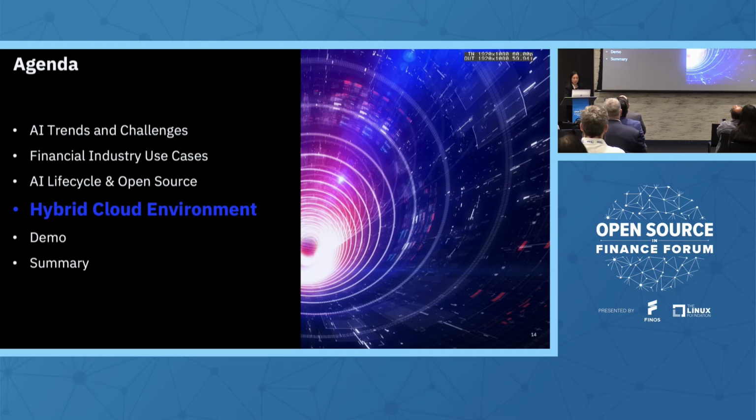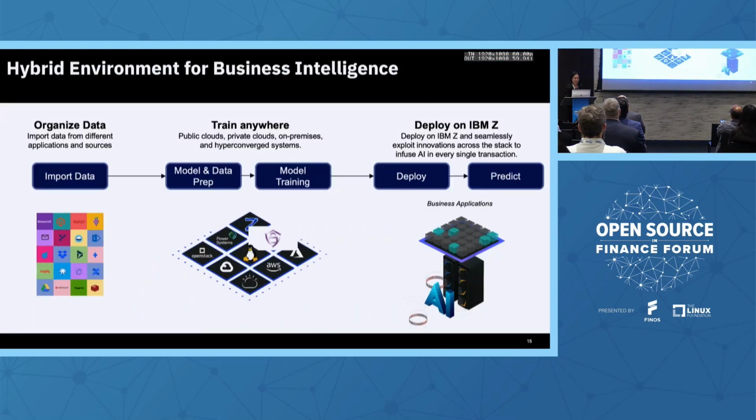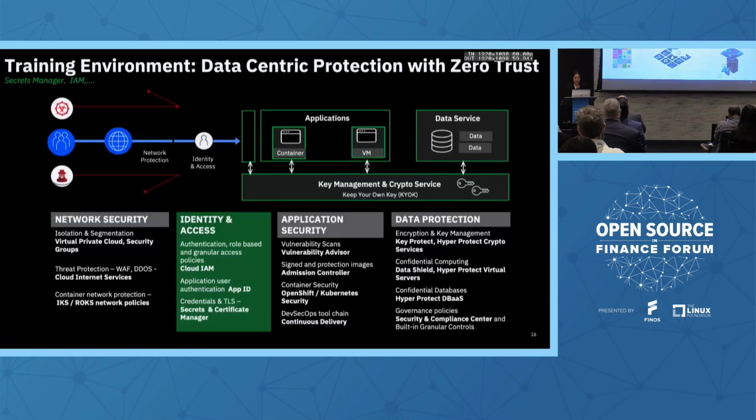Oh my goodness, time flies by. Hybrid cloud environment. Okay, I need to speed up a little bit. What we really want to achieve here is, once you organize all the data, that step where you gather all the data from different places and find out what data would help your business, then what we really want to achieve is train anywhere, deploy anywhere. Again, for this particular case, I will show you how to deploy on Z, but it really depends on your use case.